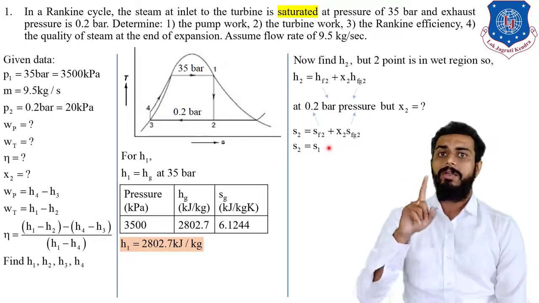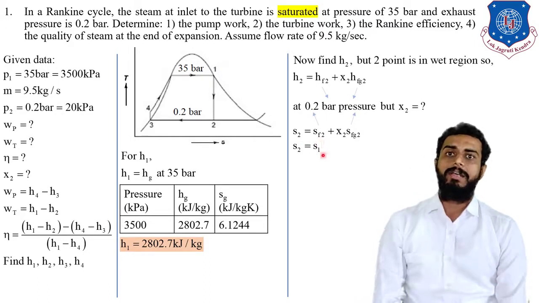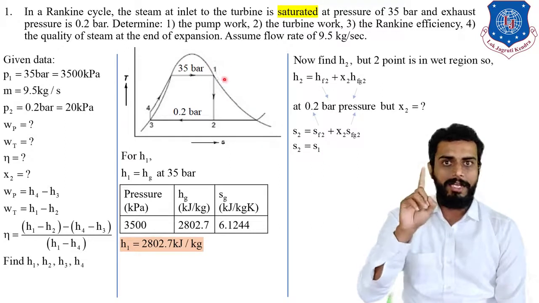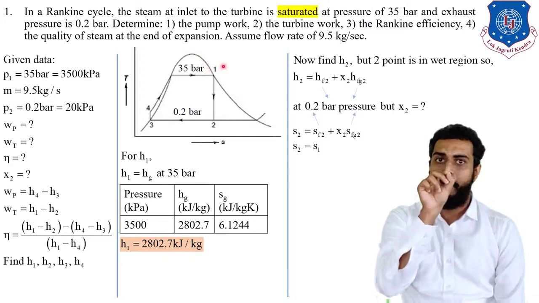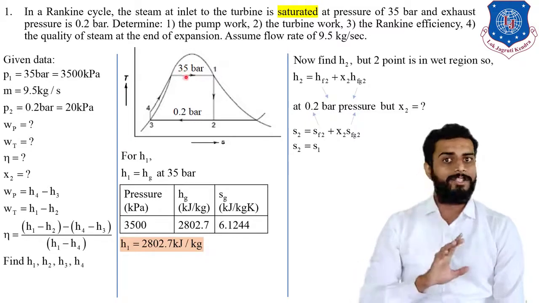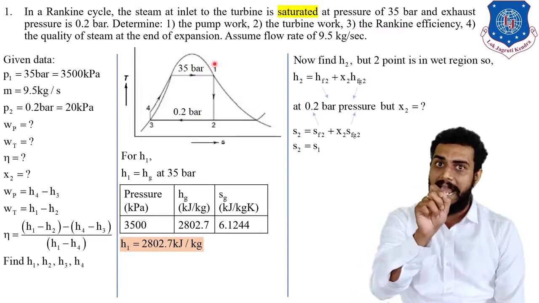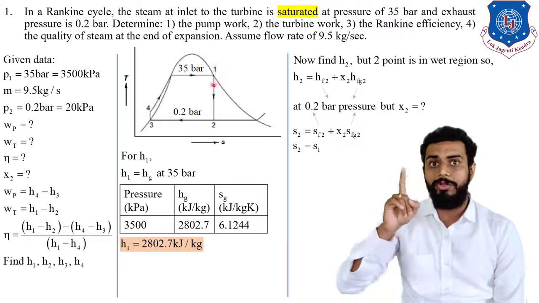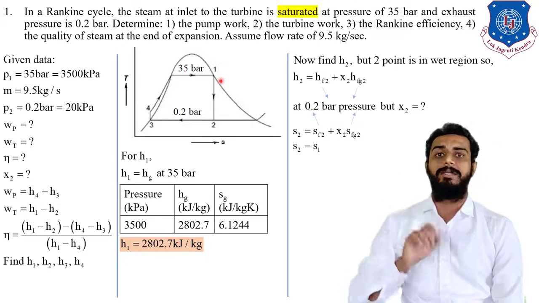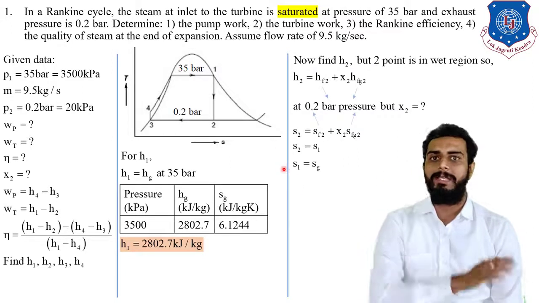Clear everyone? Now that means I should have the value of S1. Now what is the value of S1? This is very interesting, so keep your focus. Point number 1 is at which pressure? Point number 1 is at 35 bar pressure. And what is the condition of steam at point number 1? The condition of steam is dry saturated steam. So now you should know the equation for entropy of dry saturated steam. It is simple: S1 is equal to Sg.